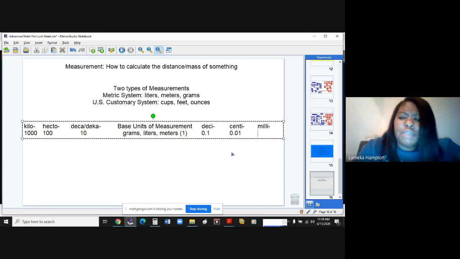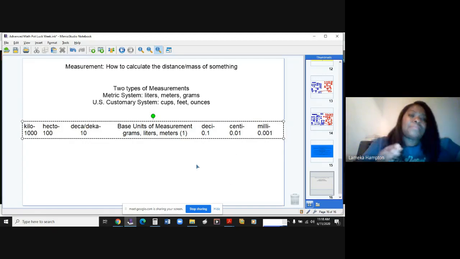All right. And last but not least, there's milli. So we know a milligram is 1/1000th of a gram. A millennium is 1,000 years. A millipede has 1,000 legs. So the prefix milli means 1,000. But in this case, we are going to simply say 1/1000.